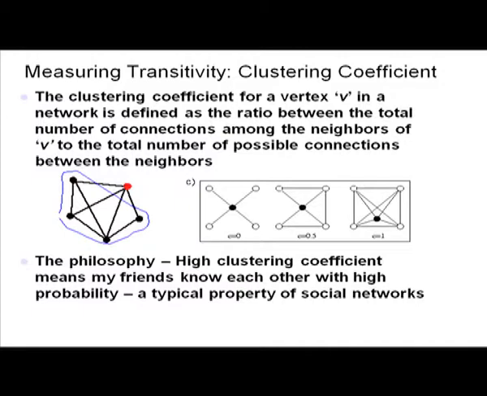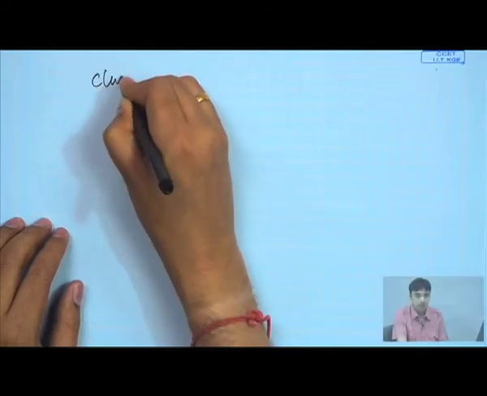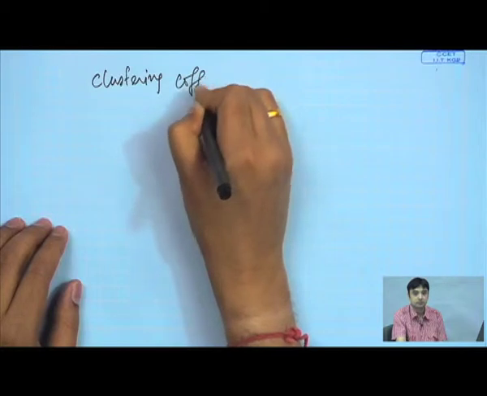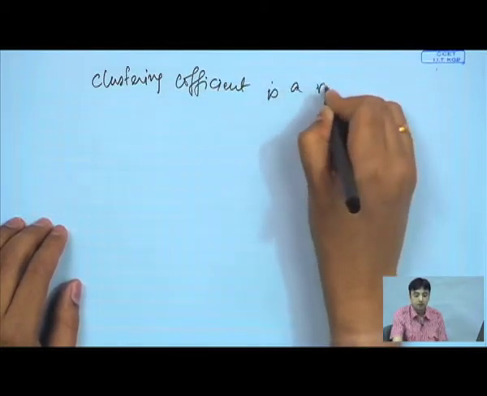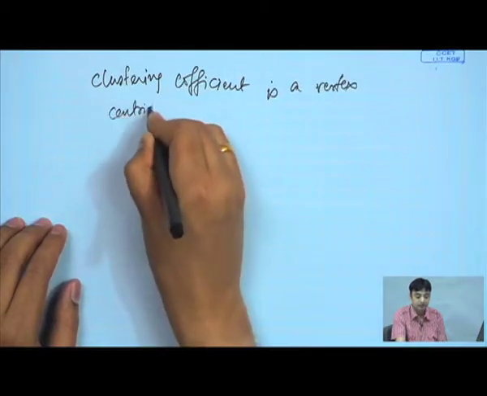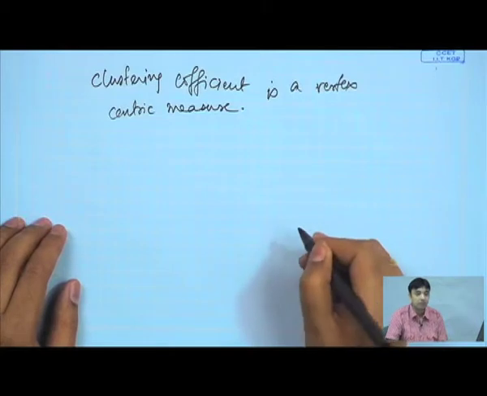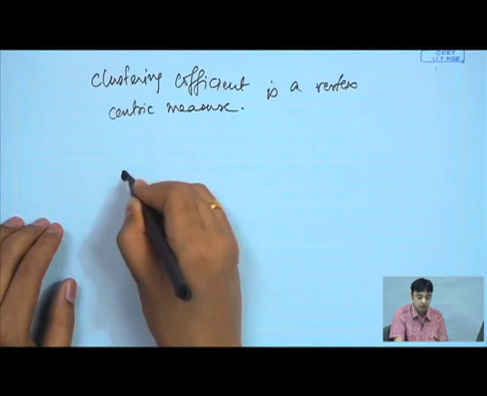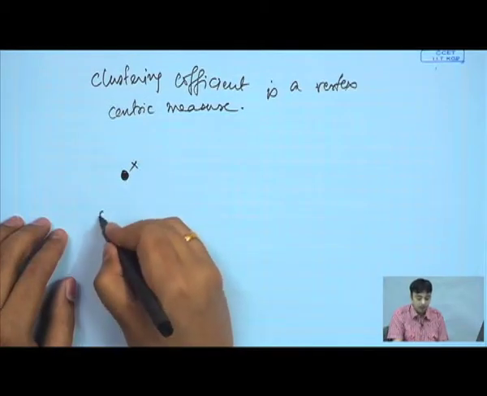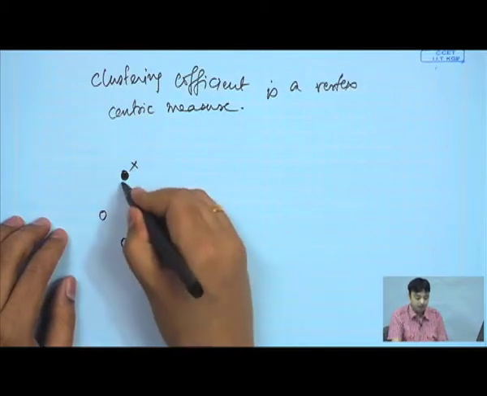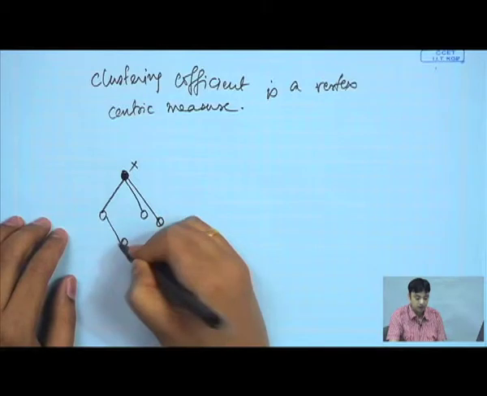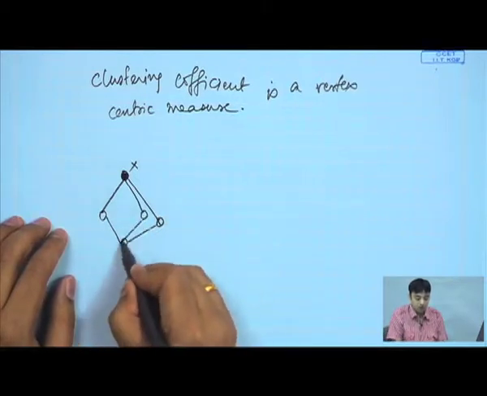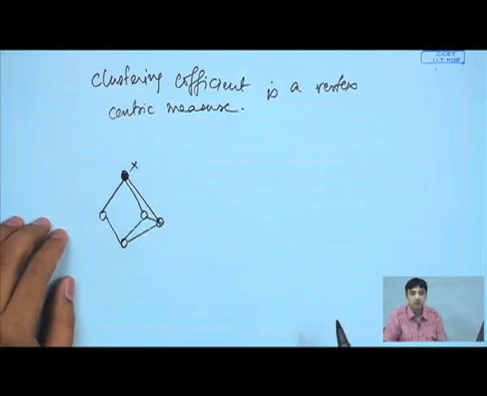So, the clustering coefficient can be measured for each vertex. It is a vertex centric measure. You can measure this value for each individual vertex separately. So, suppose you want to measure the clustering coefficient of a node, say x here. You basically look into the neighbors of x. Say x has 1, 2, 3 and 4 neighbors. You look into the total number of connections between the neighbors of x.